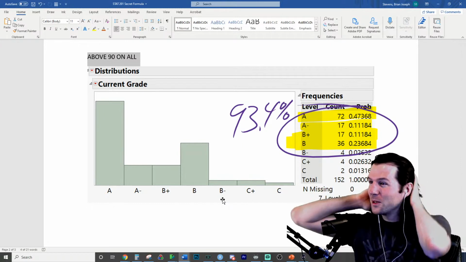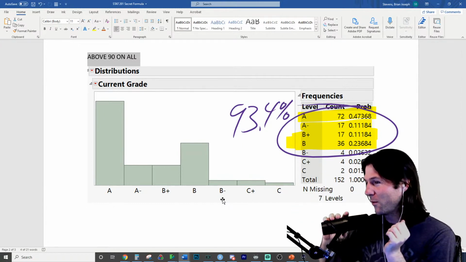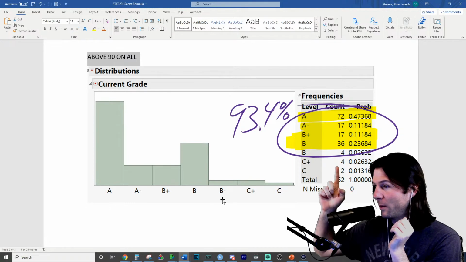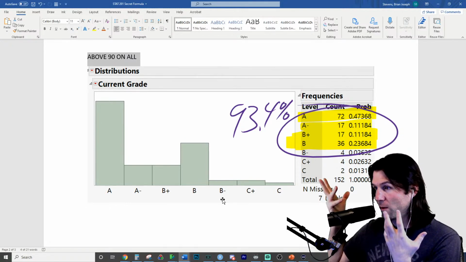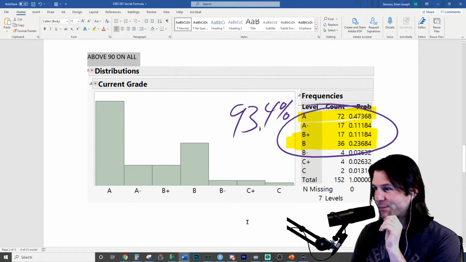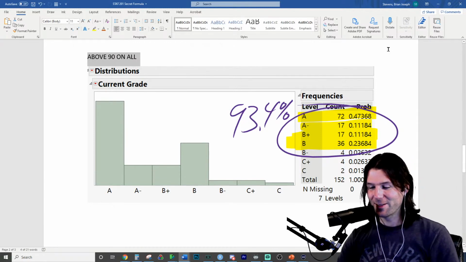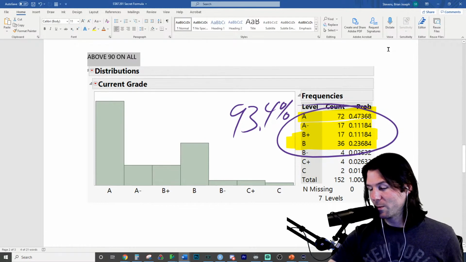But here you see the probability vastly increases to 93.4% of people, and you only have a few people making a C+ or a C. It is possible to make a C+ or a C, even by virtue of historic data. But let's do my favorite problem right here. So here we hop in. We're doing it.